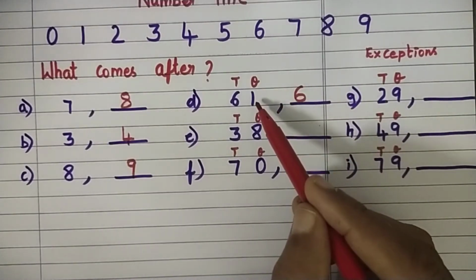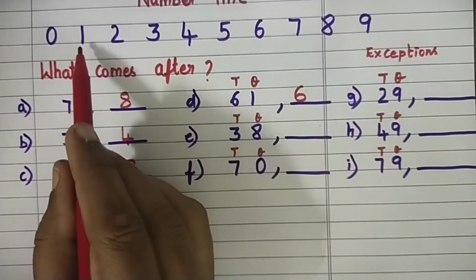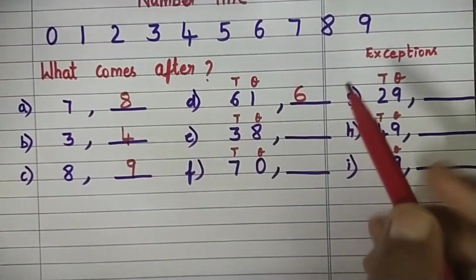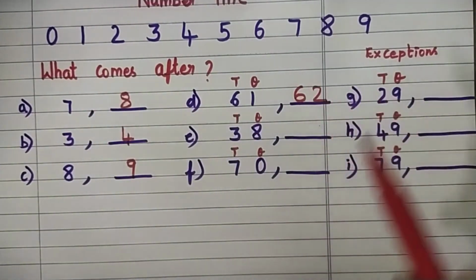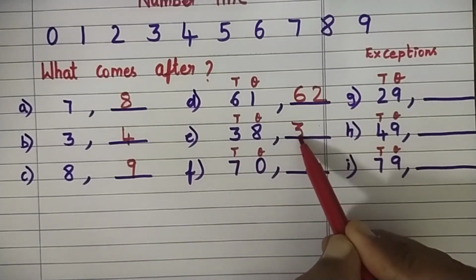And see the ones place, it's a 1. So what comes after 1? See the number line and tell after 1 what comes? It's 2. So write 2. Same way, tens place will come as it is.